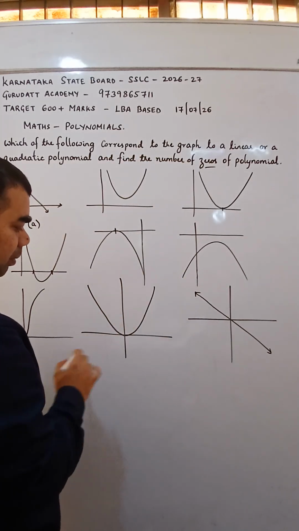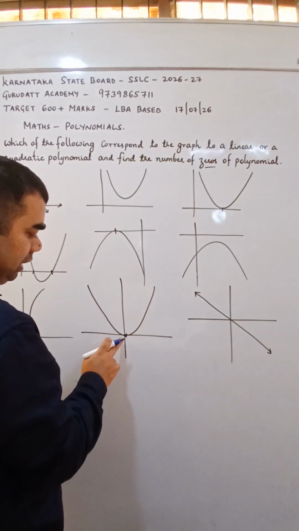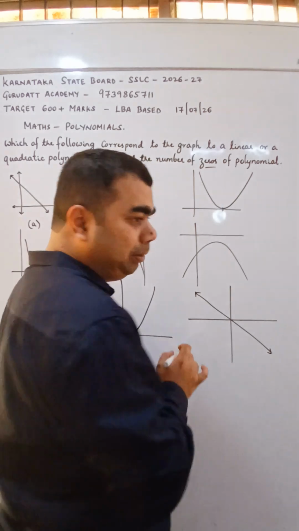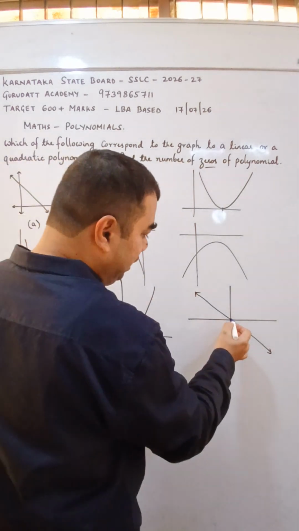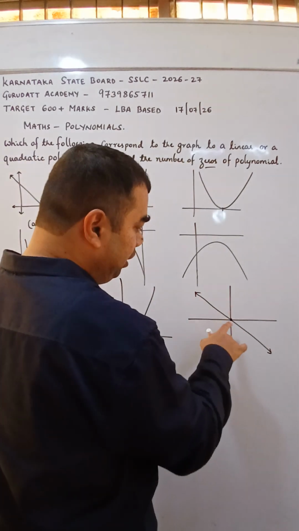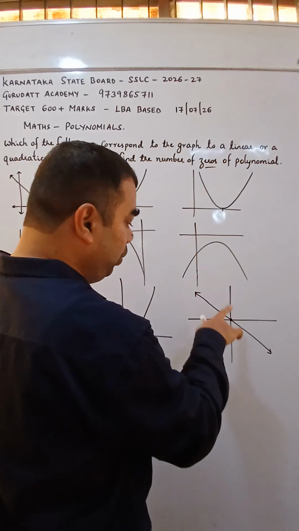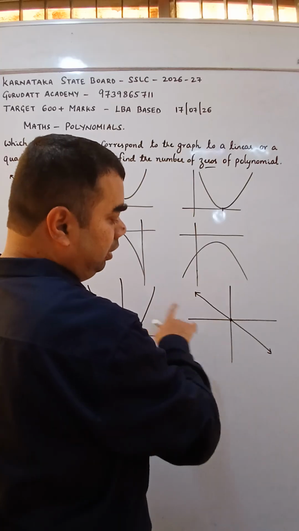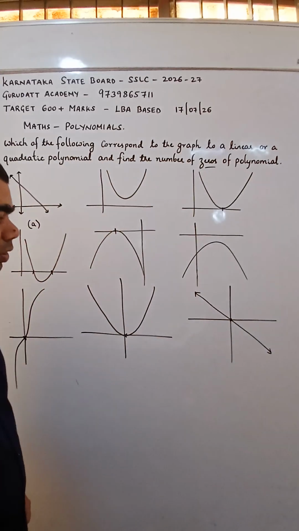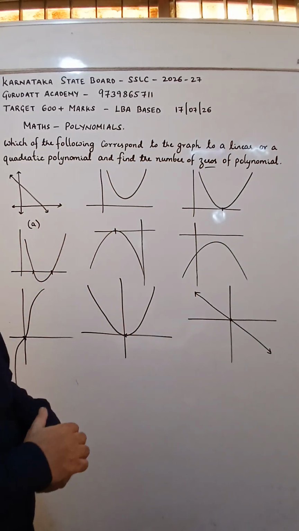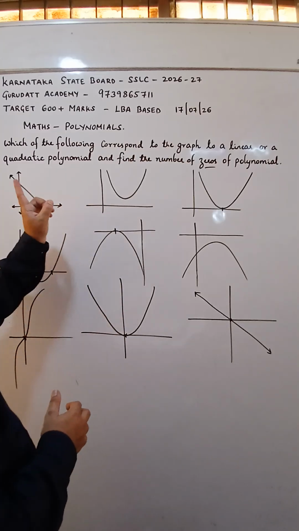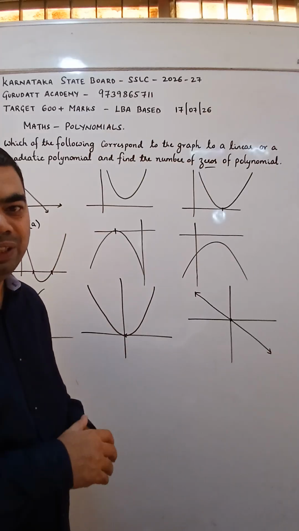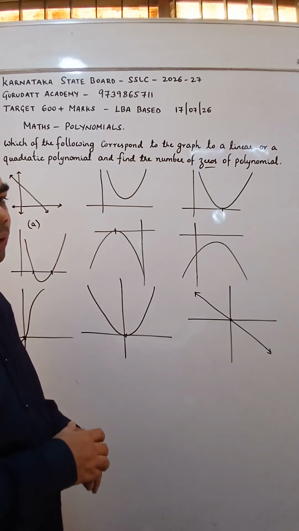Again, this is a quadratic polynomial having one zero, because it touches the x-axis at one point, maybe the origin. And this is a straight line representing a linear equation, touching the x-axis at one point, so it has one zero. This is the graphical representation of linear and quadratic equations, and wherever they touch the x-axis becomes the zero of that particular polynomial.